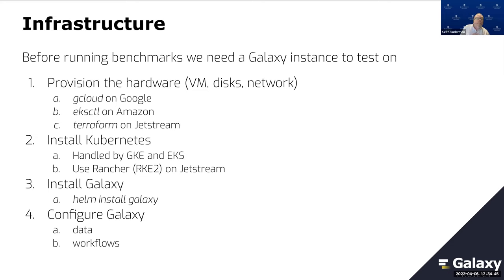Once we have all the hardware set up, we need to actually install Galaxy. I'm not too sure how many people here are familiar with Kubernetes. But Kubernetes has a program called Helm. It's basically a package manager for Kubernetes. If you've ever done any software installation on Linux, it would be like apt on Ubuntu, or I think it's Yum on CentOS and Red Hat. So we can just say helm install galaxy, and then it goes and configures, sets up the database, connects Galaxy to the database, connects the front end, the Nginx front end proxy.